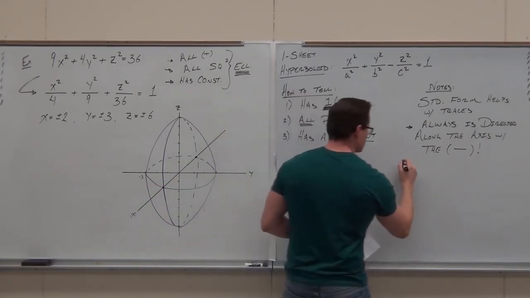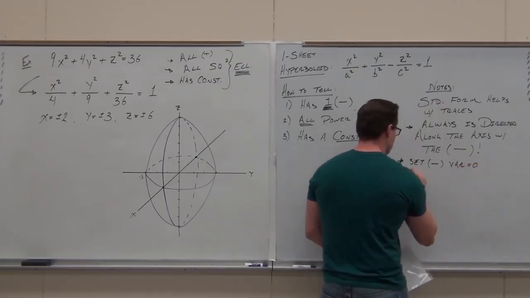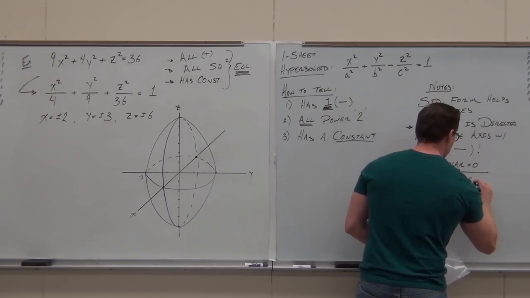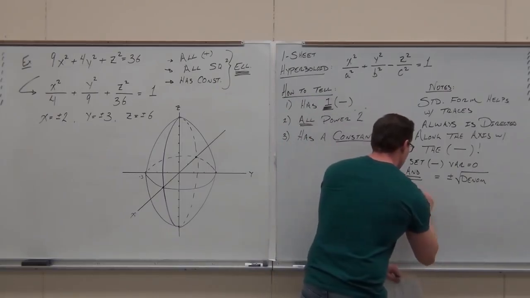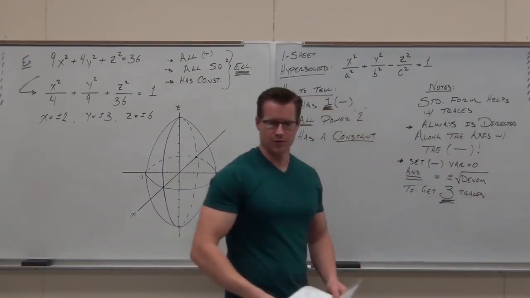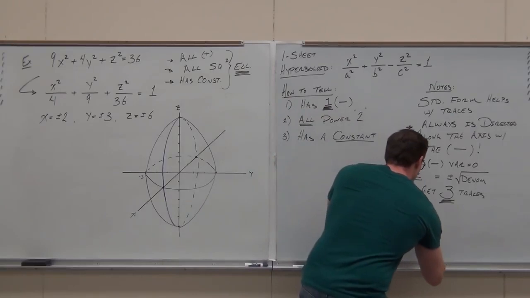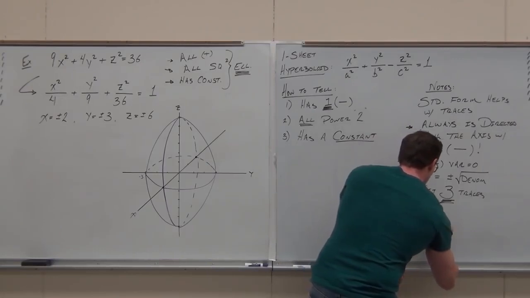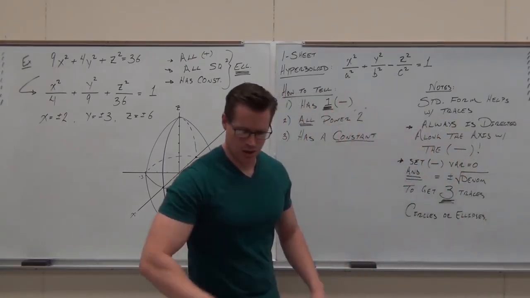So, here's the beautiful thing. These traces will always be circles or ellipses. Let's try one.